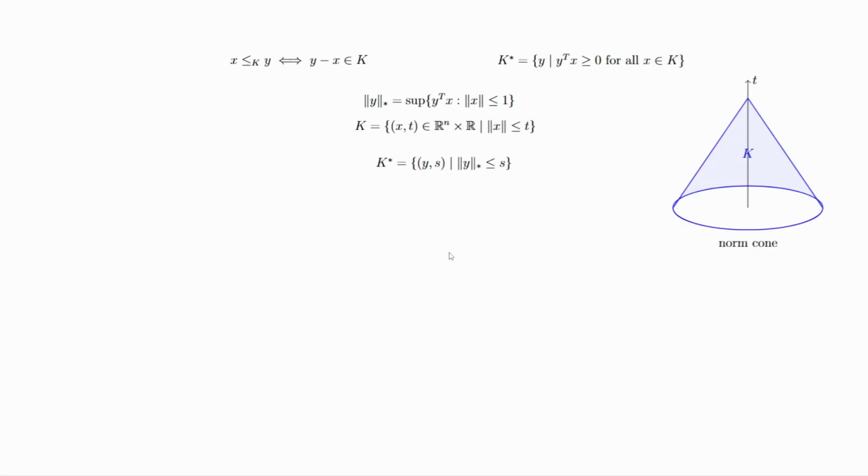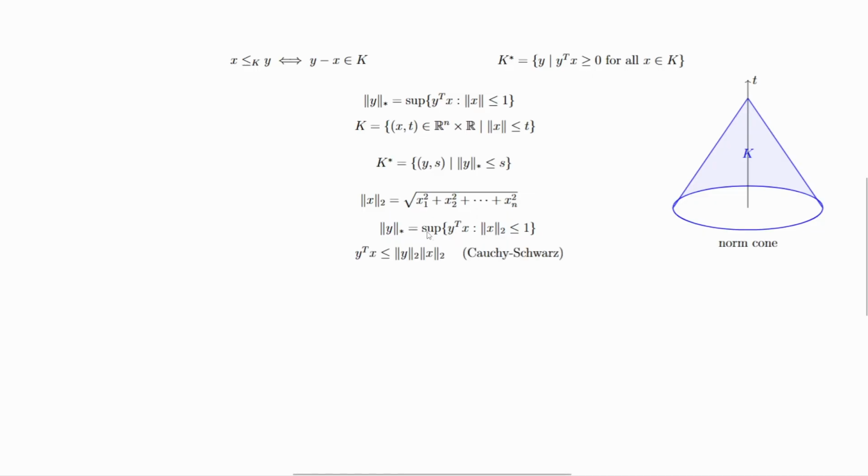So let's look at some examples of different norms. For example, we'll look at the L2 norm, the L1, and the L infinity norm for these norm cones. So for the L2 norm, of course, we have these familiar results. The L2 norm of x is simply just the distance using Pythagorean theorem. Okay, so what is the dual norm?